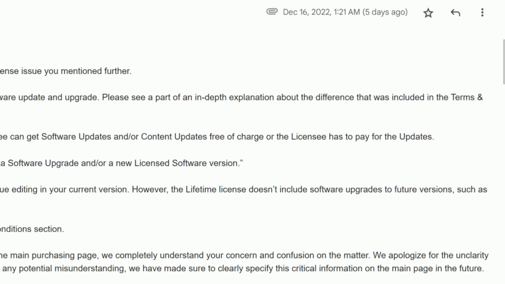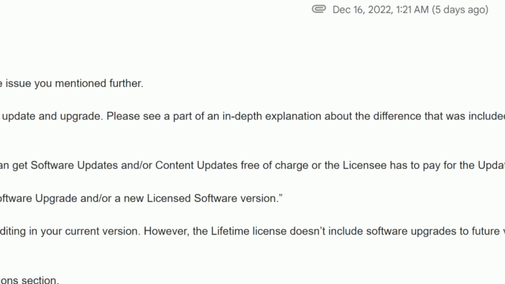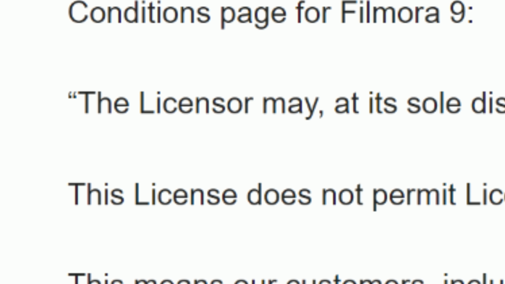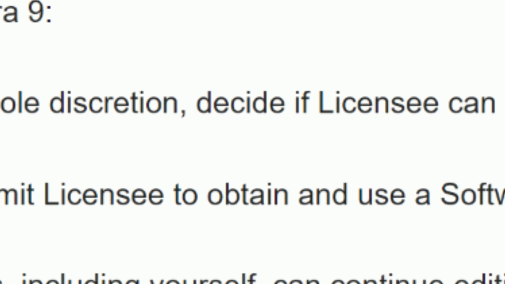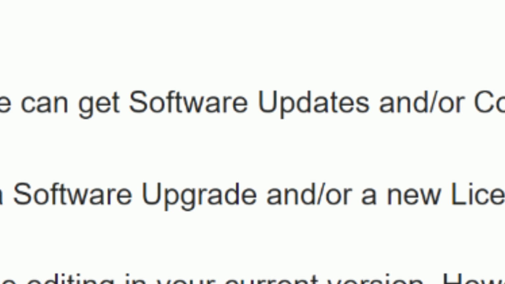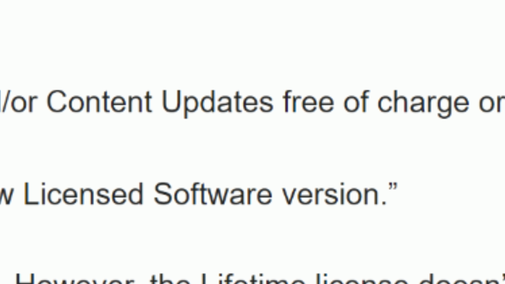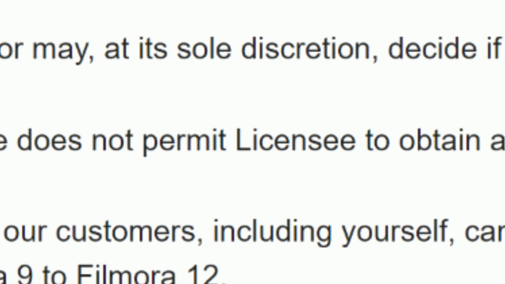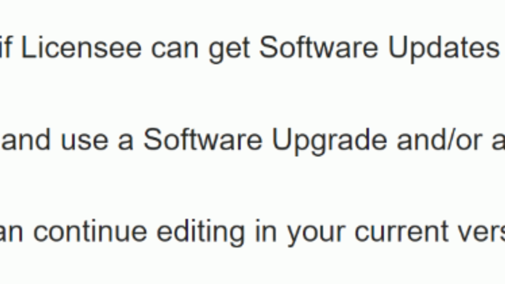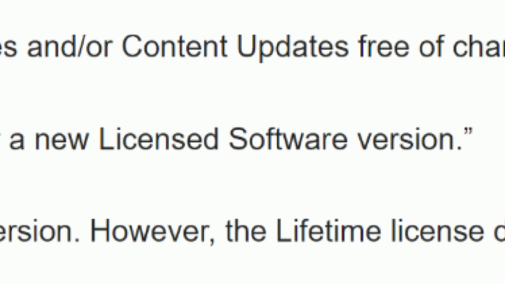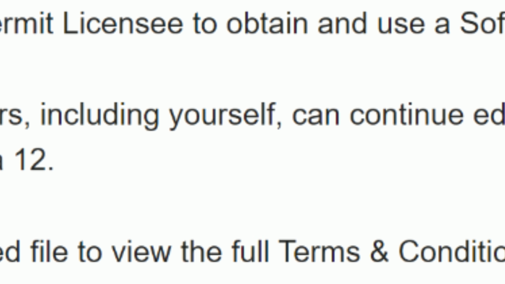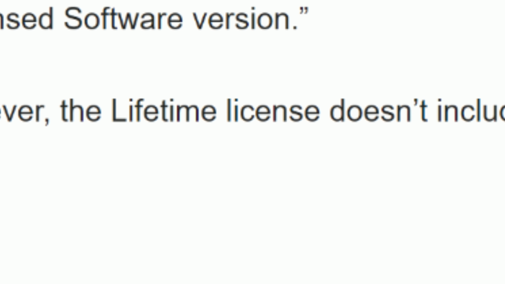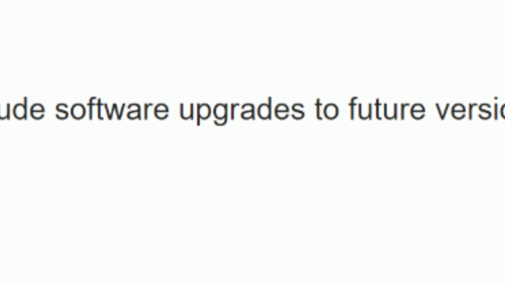Please see a part of an in-depth explanation about the difference that was included in the Terms and Conditions page for Filmora 9. Quote, the licensor may, at its sole discretion, decide if licensee can get software updates and/or content updates free of charge, or the licensee has to pay for the updates. The license does not permit the licensee to obtain and use the software upgrade and/or new licensed software version. This means our customers, including yourself, can continue editing in the current version. However, the lifetime license doesn't include software upgrades to future versions, such as from Filmora 9 to Filmora 12.